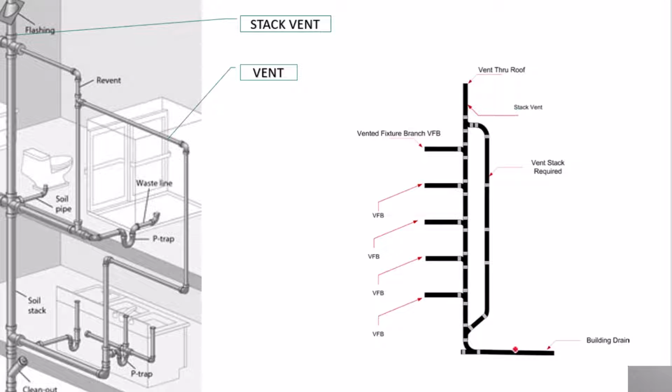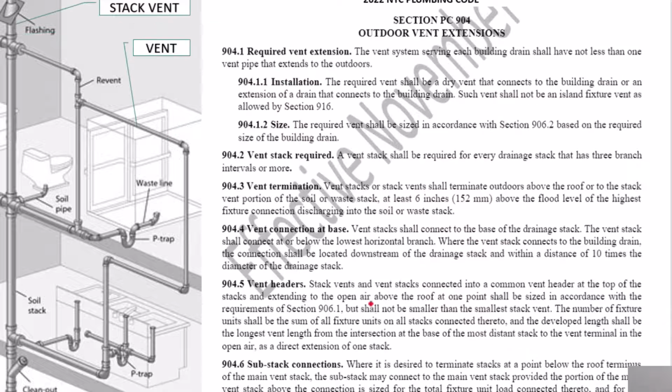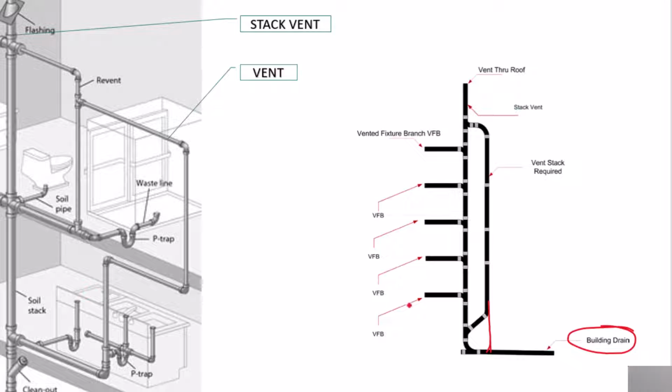The other way is to actually connect the vent stack to the building drain over here. So we can actually connect it like this. And if that is the case, we have to follow this rule here, which is where the vent stack connects to the building drain, the connection shall be located downstream of the drainage stack and within 10 times the diameter of the drainage stack. So if this drainage stack was 4, it would have to be basically 10 times, which is 40 inches.